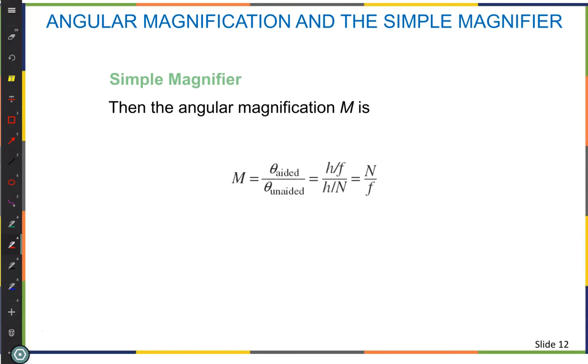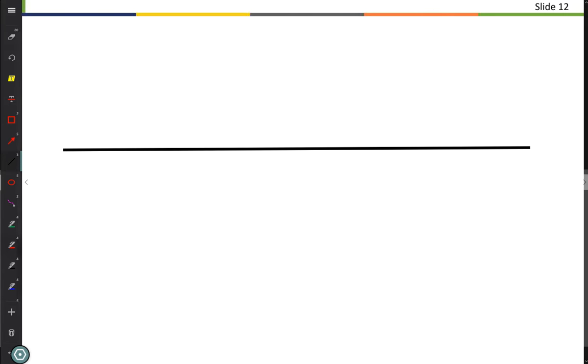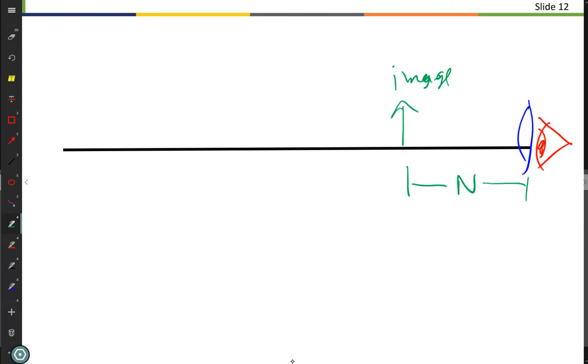What difference does it make if it's accommodated? I'm not sure what the next question was, so I'm not going to go there until I answer this question. If we go back to the picture I had drawn before, here's my optical axis. Here's my eyeball. Put the lens here. Put my image at the near point.